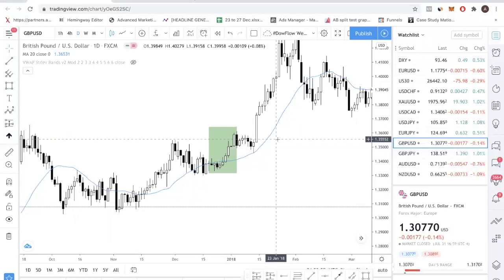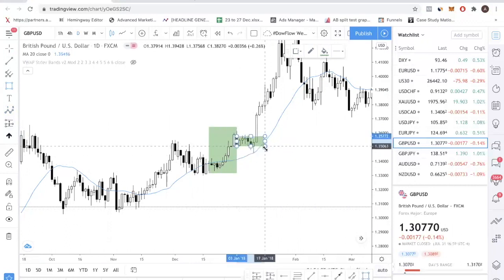Do not bother with drawing all this and labeling the waves and stuff like that, because it's not helpful at all. But being able to tell yourself that this is an impulsive movement, and this is a corrective structure into support, is useful.